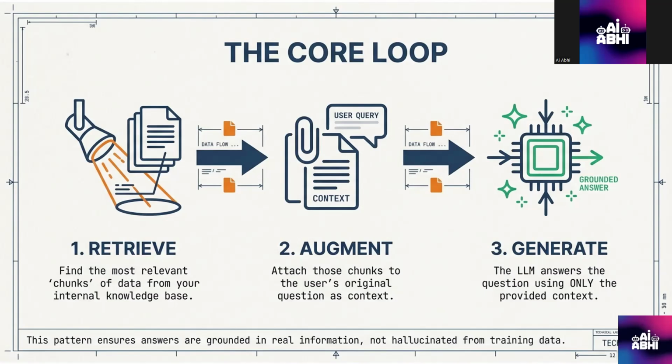And the third step is generate. So the LLM reads the question and the context and generates an answer based on your data, not from its training data. So not hallucinated, grounded in real information. So retrieve, augment, and generate. That's why it is called RAG. The name literally tells you how it works.